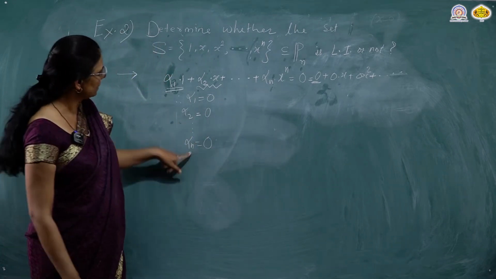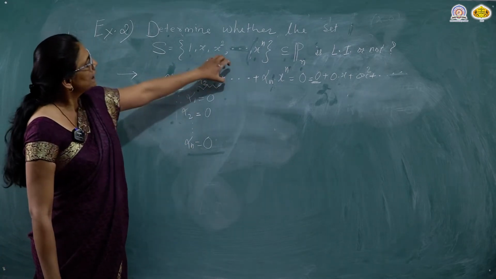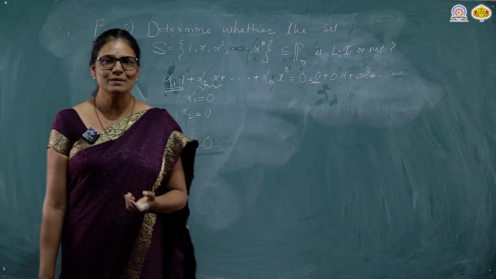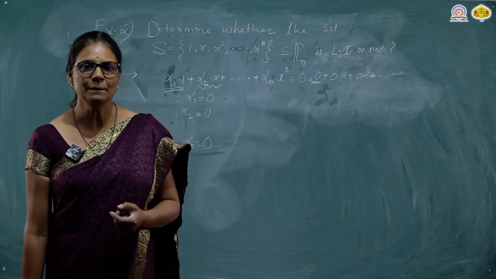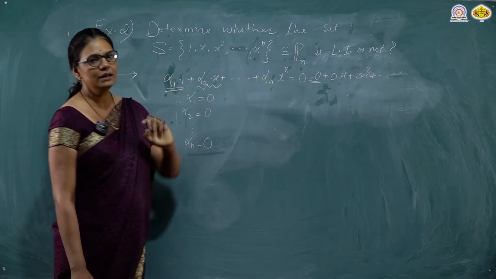So we will get up to alpha n, and all the values of alpha are 0. So taking this equation, the system has only the zero solution. The system having only the zero solution means the set is linearly independent. So this set is also linearly independent in Pn.